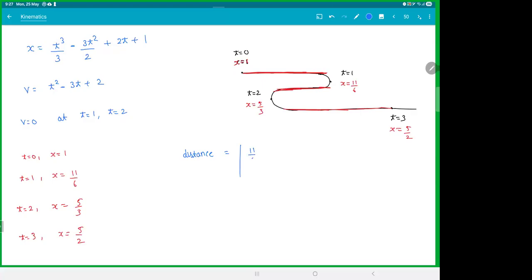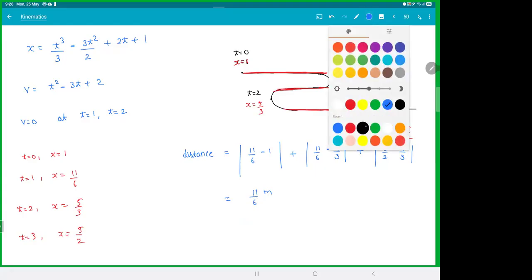So that would be like 11 by 6 minus 1. I'll just put a mod everywhere, 11 by 6 minus 5 by 3. And I'm finding for each section, because you go front or back, you always have to add. 5 by 2 minus 5 by 3. Add it up. That would be how much? 5 by 6, 5 by 6, 1 by 3. Yeah, that's 1 by 6, 11 by 6. Check.